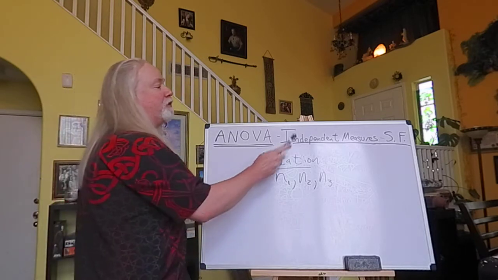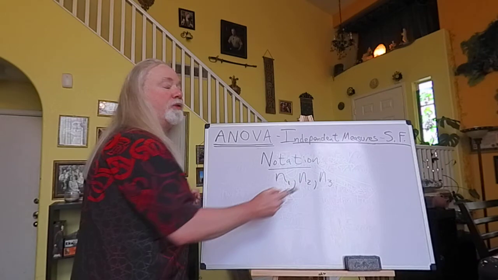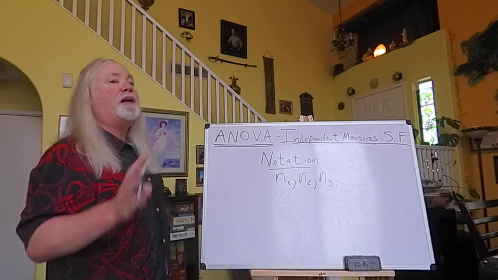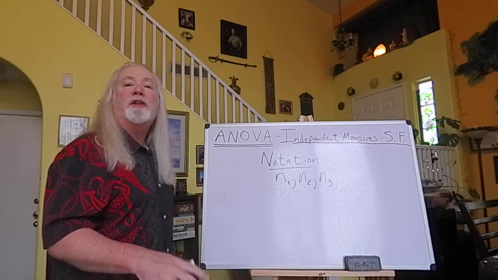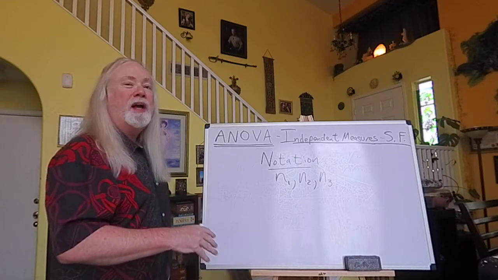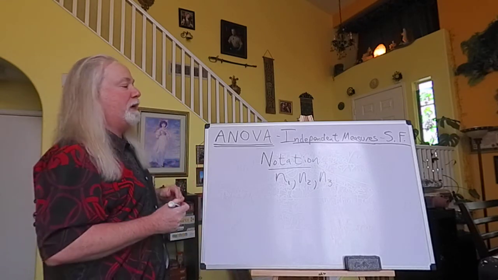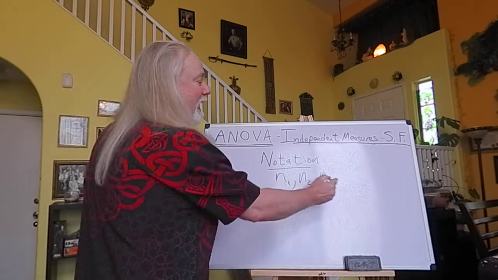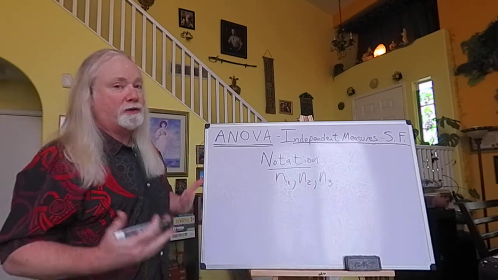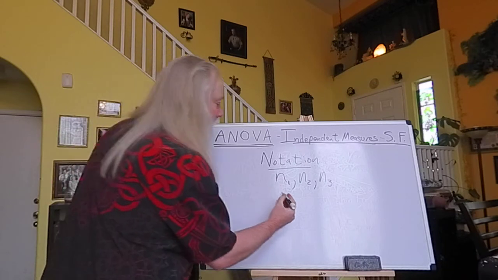Note again that because it's independent measures, these numbers could all be different. I could have 10 people in one group and 8 people in another group and 15 people in a third group. We try to make them all even in research, but people drop out and that sort of thing. So we have to keep track of how many folks or how many scores officially are in each group.